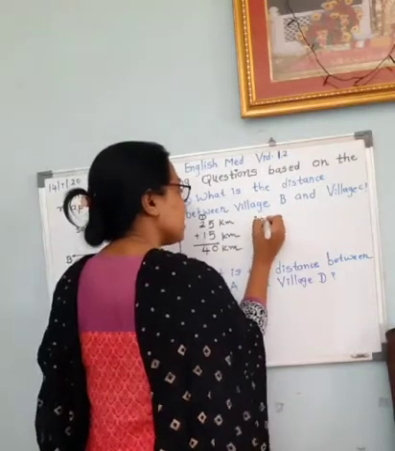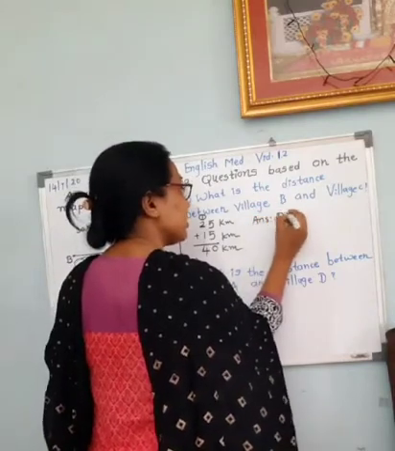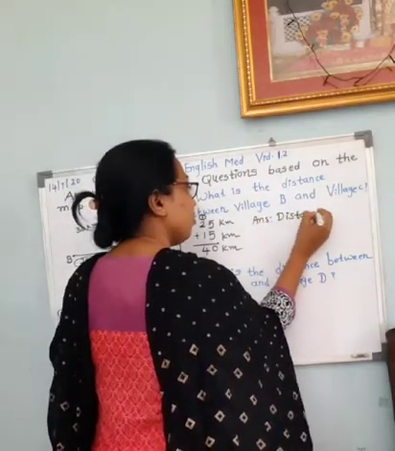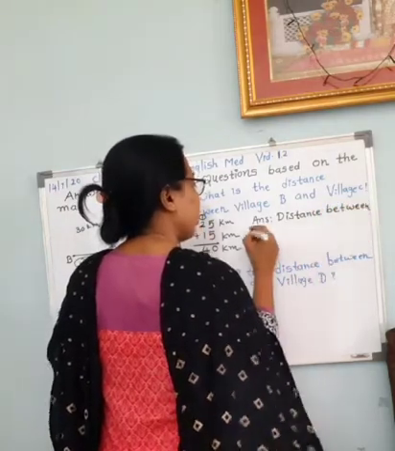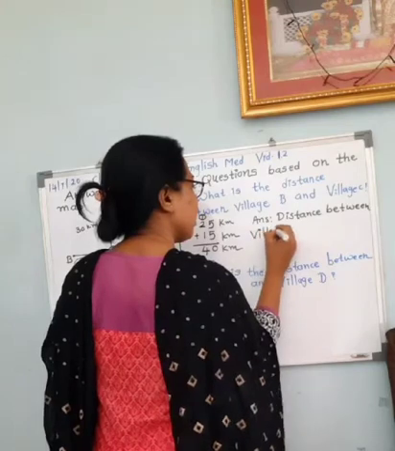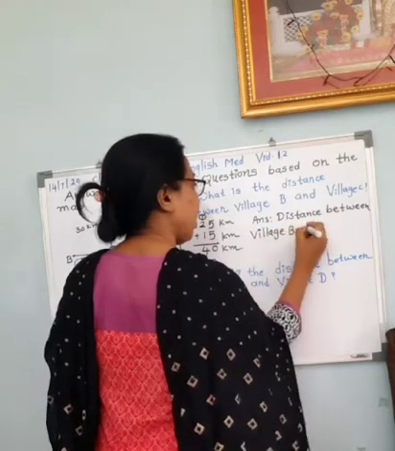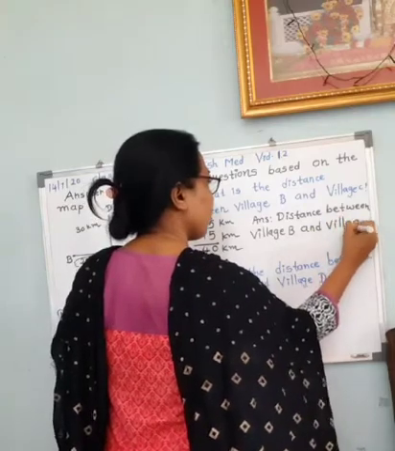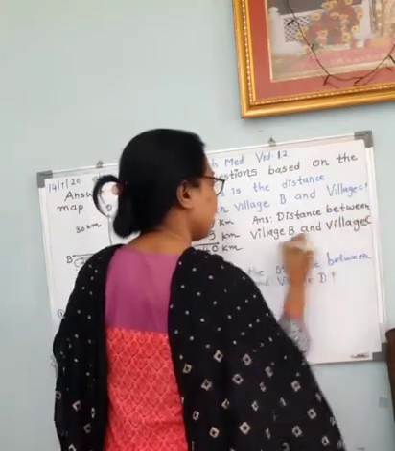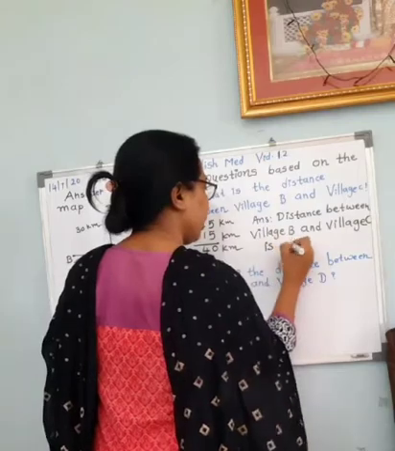So write the answer here. Distance between village B and village C is 40 kilometers.